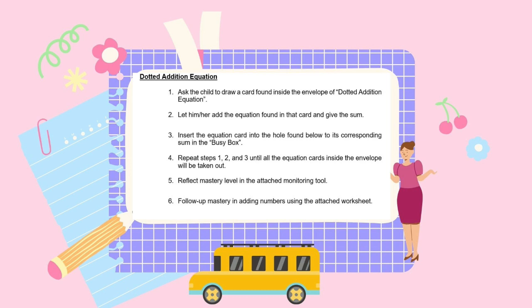First, ask the child to draw a card found inside the envelope of dotted addition equation. Second, let him or her add the equation found in that card and give the sum. Third, insert the equation card into the hole found below its corresponding sum in the BC Bus box. Fourth, repeat steps 1, 2, and 3 until all the equation cards inside the envelope will be taken out.